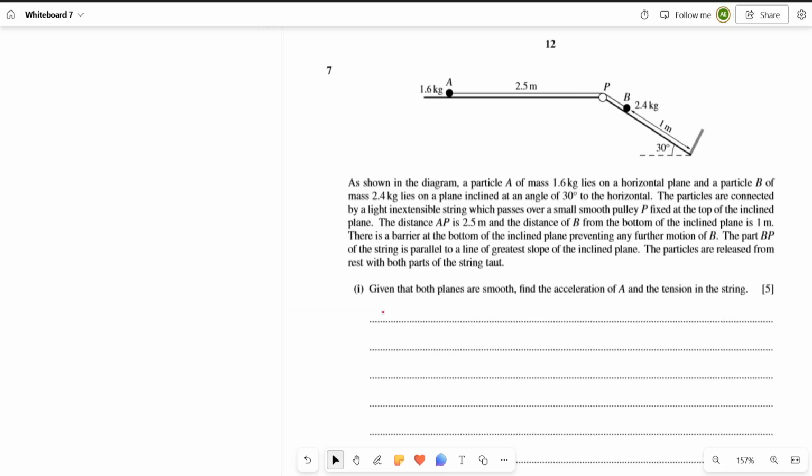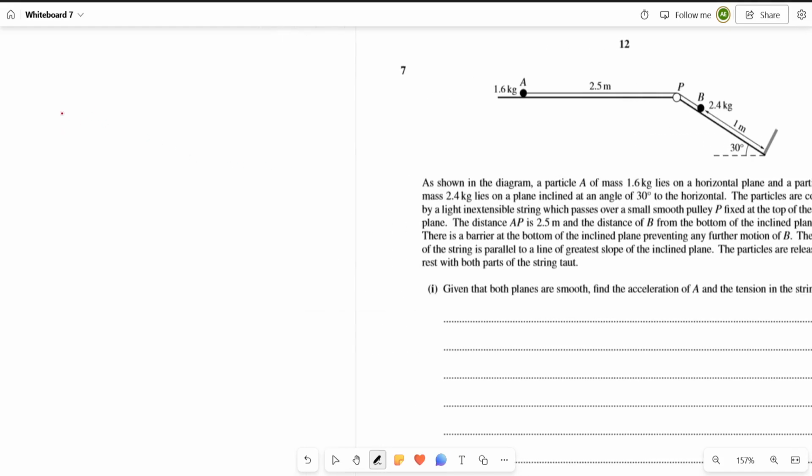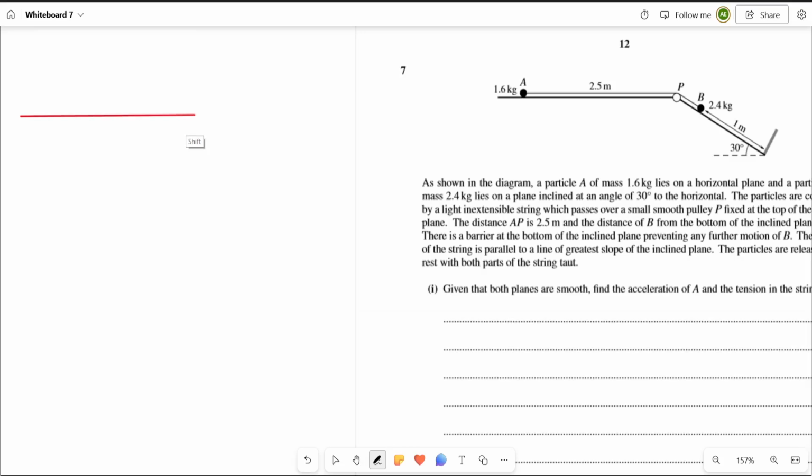So as always, in these questions, you always have a set of steps that you need to follow. The first thing is always to draw a free body diagram for the bodies that you have. So this is the pulley. This is A. It's connected with a string that is also connected to B. Let's put B over here. So this is A, this is B.